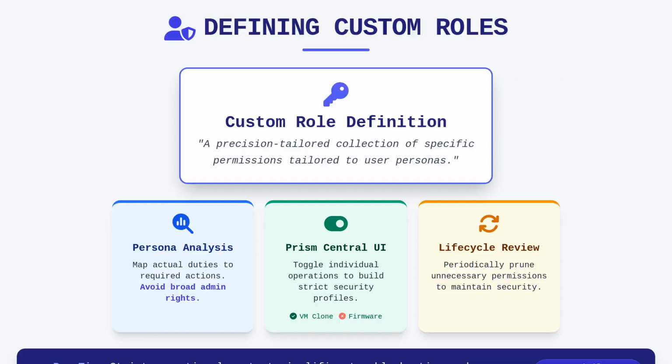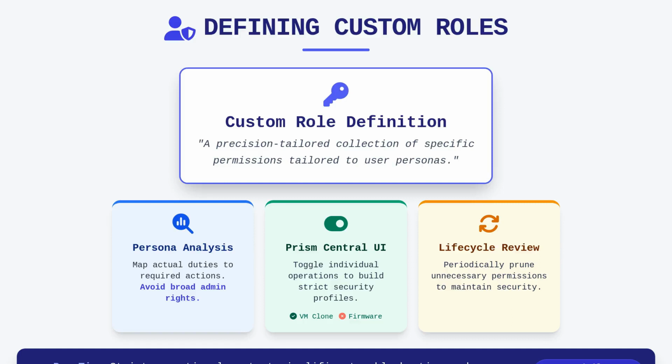Defining custom roles is the final piece of the puzzle, allowing you to tailor permissions with precision beyond the default system-defined roles. A custom role is essentially a collection of specific permissions, such as the ability to power on virtual machines, modify network configurations, or generate capacity reports. When creating these roles, you should perform a detailed analysis of what a specific user persona actually needs to accomplish their duties. For example, a developer might require permission to perform console access and clone virtual machines for testing purposes, but they rarely need the authority to modify storage fabric settings or update firmware.